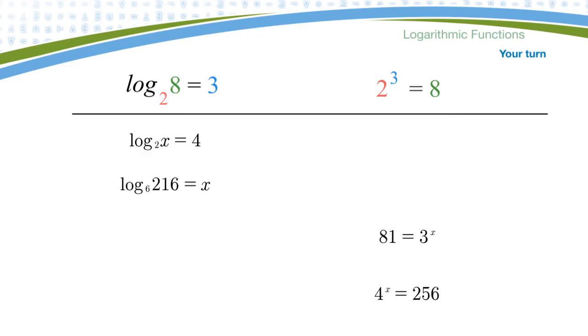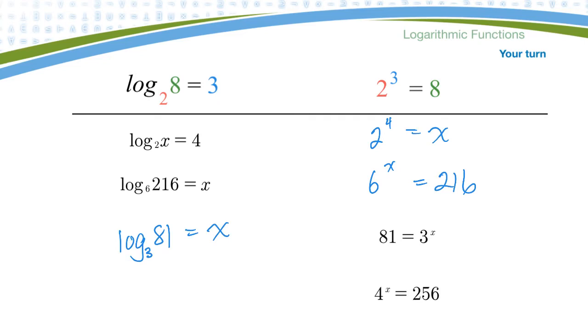Why don't you try some? Go ahead and do those, press pause, then play, see how you do. First one, 2 to the 4th is equal to x. Next one, 6 to the x is equal to 216. We'll solve these two later, but we're working up to that. The next one would be log base 3 of 81 is equal to x. Next one, log base 4 of 256 is equal to x. You want to get very good at switching from one form to the other form. A question or two on the test will be doing exactly this kind of thing.